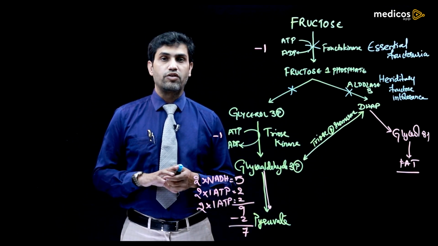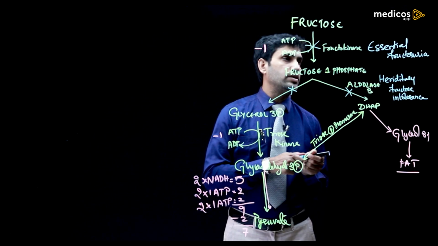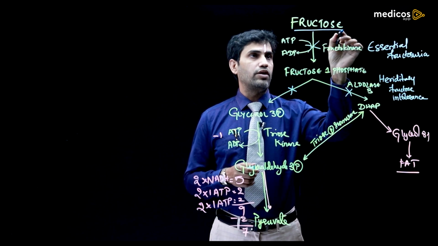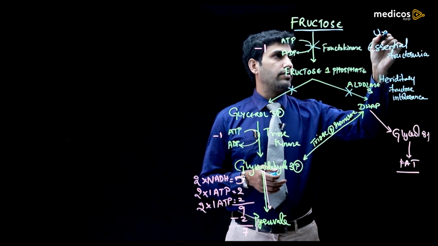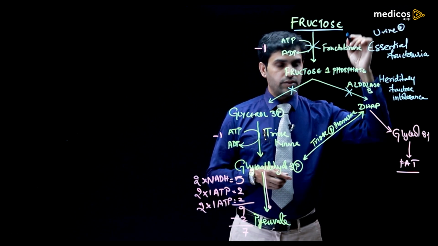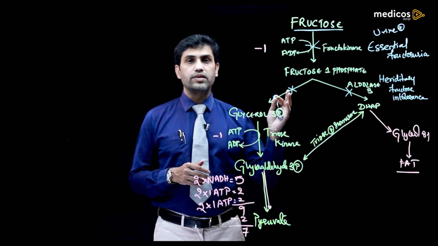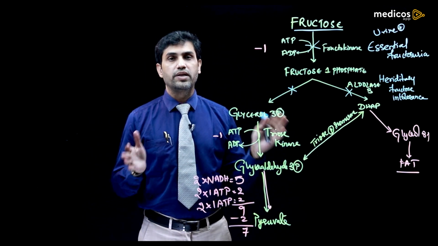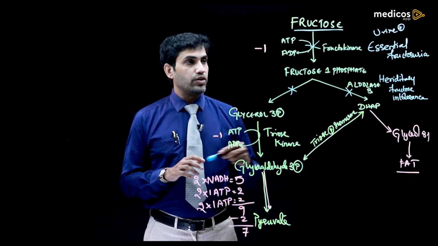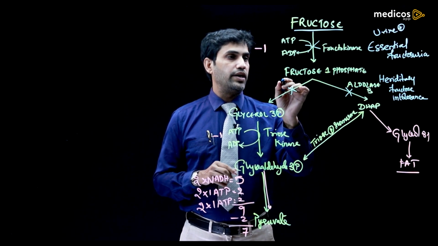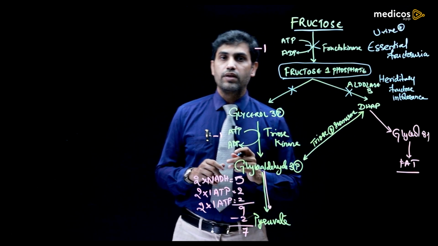Two inborn errors of metabolism are seen. One is essential fructosuria, where there are no symptoms, only the accumulated fructose, because fructose cannot be metabolized. It is generally seen in urine, and you will get reducing sugar positive. Not many symptoms, no symptoms at all. In hereditary fructose intolerance, because fructose 1-phosphate gets accumulated, these people have symptoms.